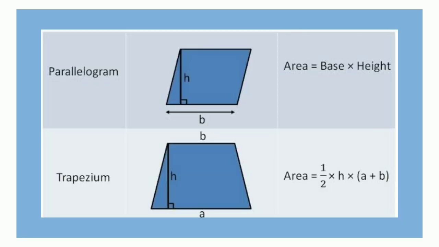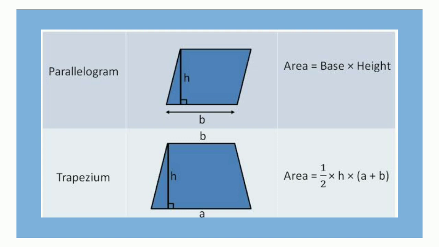The next one, parallelogram. Here we know opposite sides and opposite angles are equal. So here the base is given and its height is also given, h. So how to find the area of a parallelogram? Area is equal to base into height.